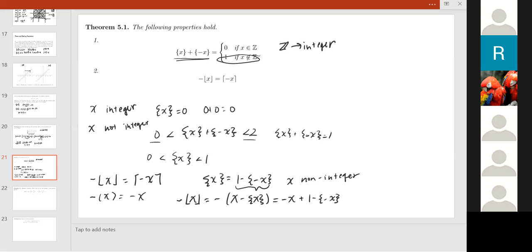And then we can combine this term with this term. So this is equal to the floor of negative x, and then we have that plus 1. This is equal to the ceiling of negative x from the property we discussed on the very first slide.